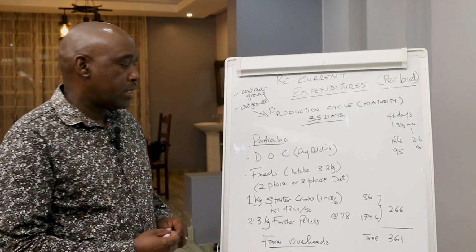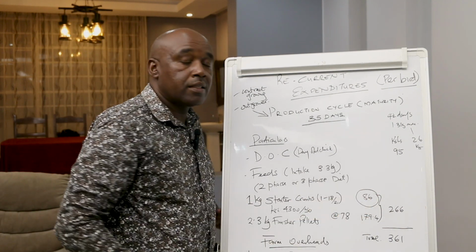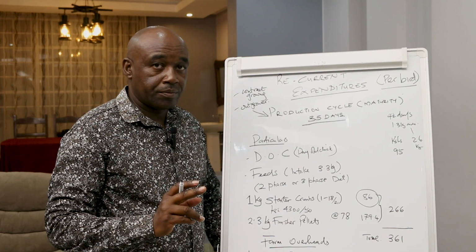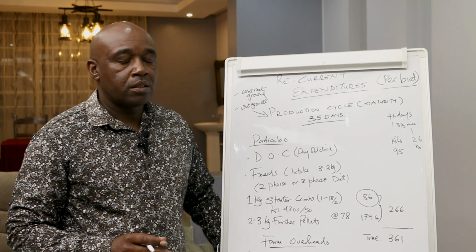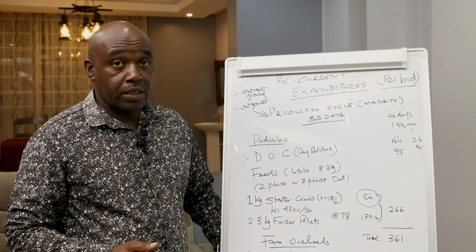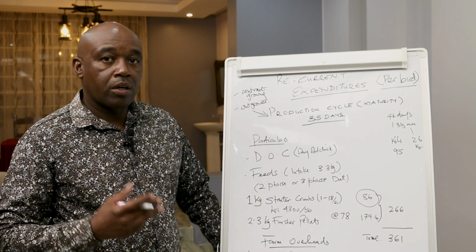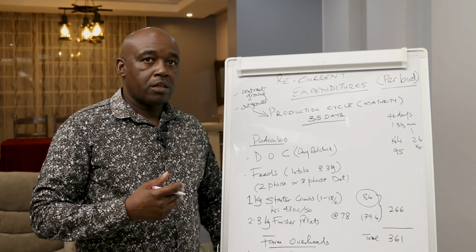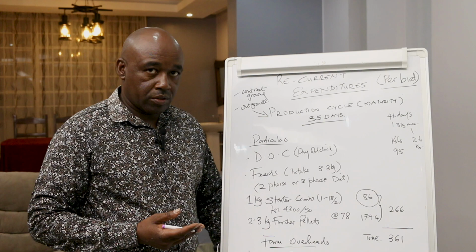So from day 1 to day 18, we can actually assume the bird has eaten to a value of 86 shillings because that's 1 kg. Now, between day 18 and day 21, you will introduce the finisher pellet to the bird, but you will not introduce it all at once. You will mix it with the starter crumb so that it is a gradual introduction.